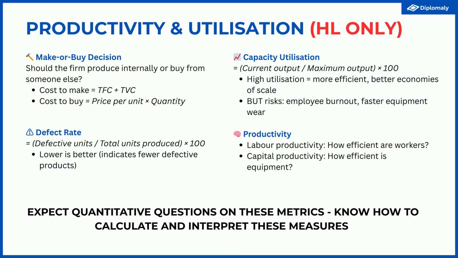As to calculate the cost to make, you only need to find the total cost, which is the total fixed cost plus the total variable cost. And to find the cost to buy, you only need to multiply the price per unit times quantity purchased. Remember that this only tells you quantitatively what a business should do, and that other factors like supplier quality and reliability can also influence the decision.